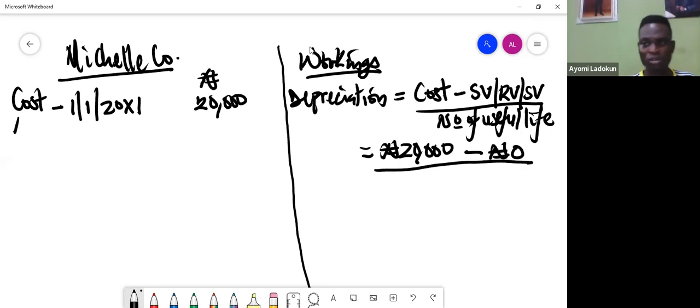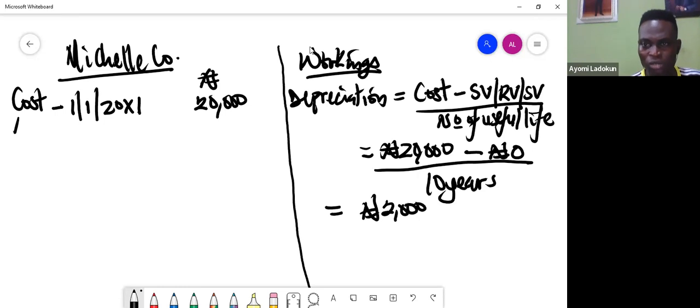Then I ask a question, what is the useful life of this particular asset? It says it's 10 years. Did you see that? It says it's 10 years. So if it is 10 years, my depreciation effectively is going to be 2,000. Did you see that? It's going to be 2,000.